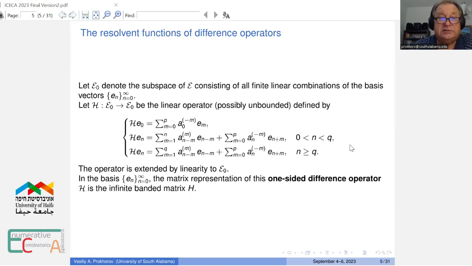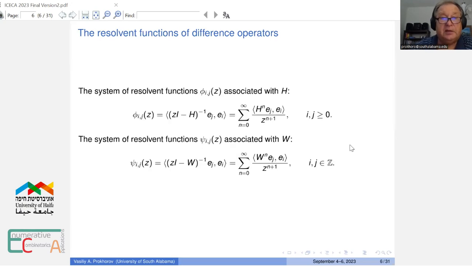On the next slide, we see the formulas for the one-sided difference operator H and the standard basis. The matrix representation of this operator is the banded matrix H. So we can define the system of resolvent functions for matrix H and the system of resolvent functions for matrix W.